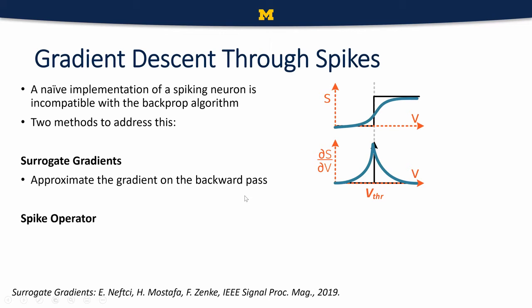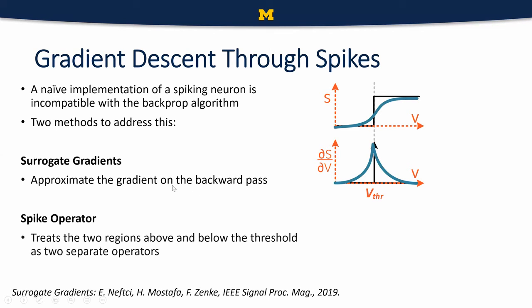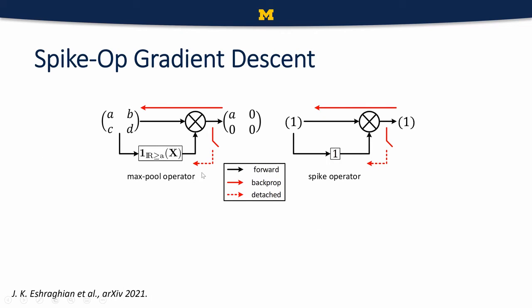An alternative approach here is the spike operator. I came up with this myself, and I guess some of the results are good, some of them are negative, but I think it's worth exploring just to show you what's worth playing with and what's not. But what the spike operator does is it treats the two regions, the superthreshold and the subthreshold regions, as two separate operators. What do I mean by that, right?